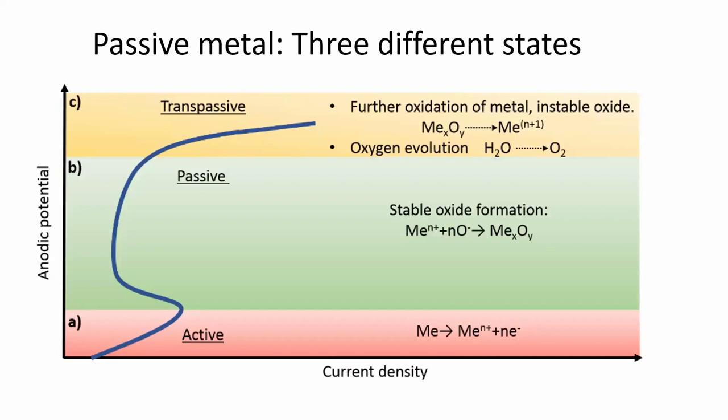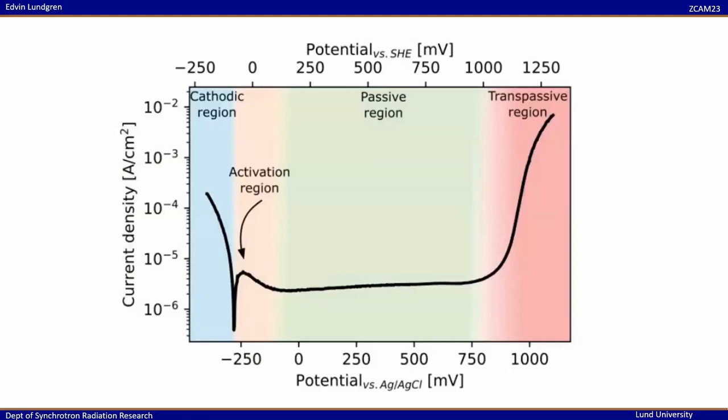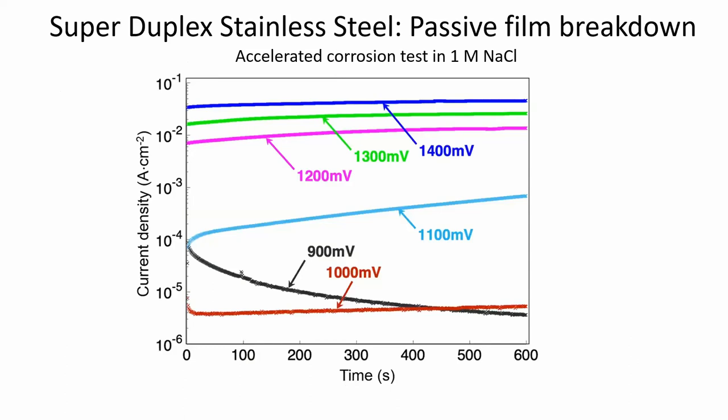This is an awkward way to plot things. In the US, they even turn this around. So it's very complicated sometimes. But you have an active region, where you form the oxide, a passive region where nothing happens as you change the potential, and a transpassive region, when you start to dissolve things into the electrolyte. So I will plot it like this instead. Here we have the voltage and the current here, and we see the active region here. This is the passive region, and when the current is increasing here, this is the transpassive region. So here is a typical experiment that you do when you do corrosion science.